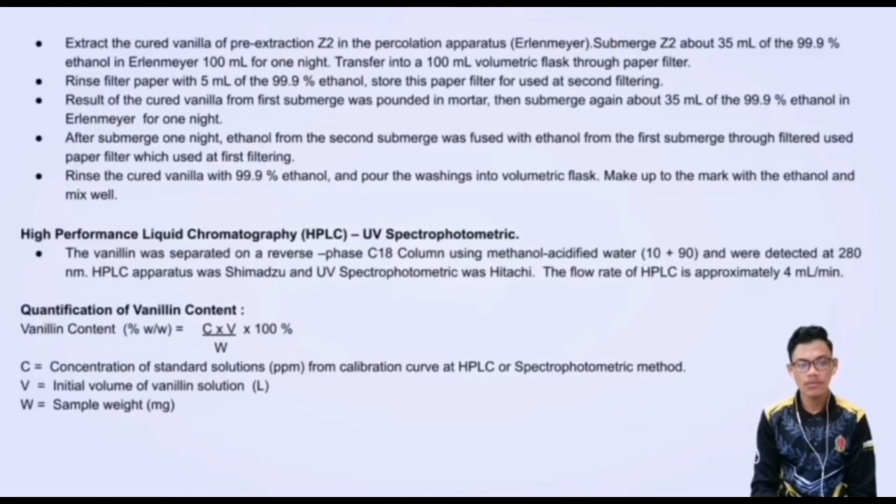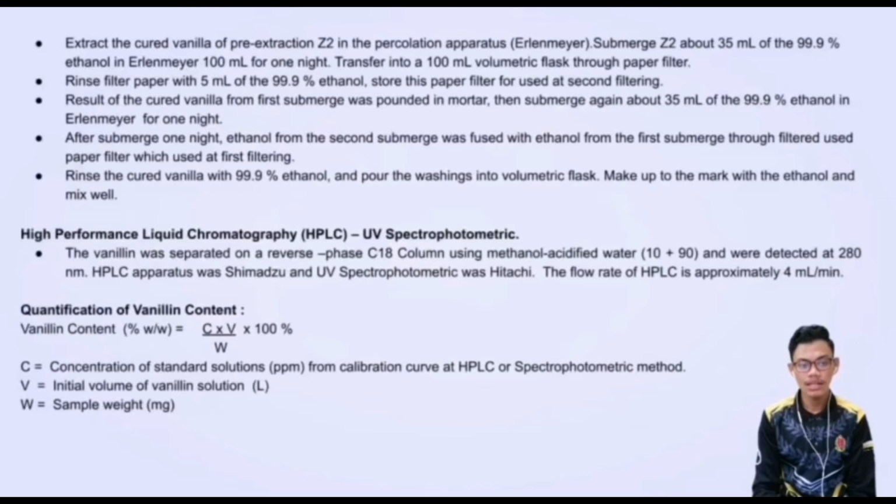The cured vanilla from the first submersion was pounded in a mortar. Then, submerge it again in about 35 ml of the 99.9% ethanol in the Allihn for 1 night. After submerging for 1 night, the ethanol from the second submersion was combined with the ethanol from the first submersion through the paper filter used at the first filtering. Rinse the cured vanilla with 99.9% ethanol and pour the washings into a volumetric flask. Make up to the mark with the ethanol and mix well.